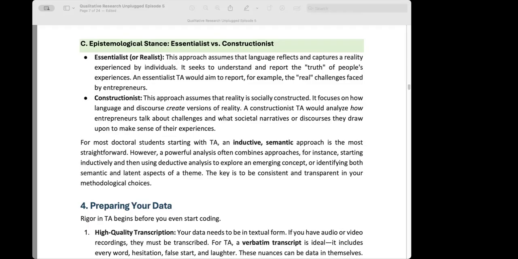Transparency is paramount. That makes perfect sense. It's like having different lenses for a microscope. You can switch them out depending on what you're trying to see, but you absolutely have to tell your audience which lens you're using at any given time. Precisely. Well put.